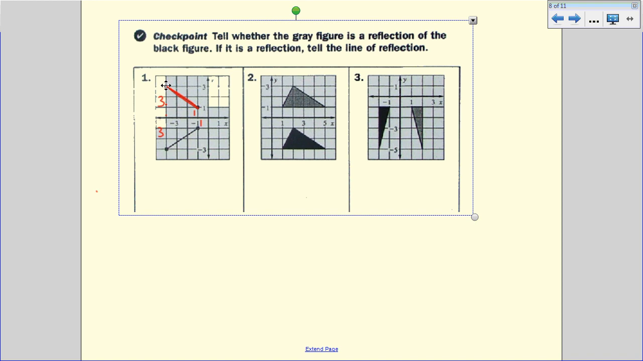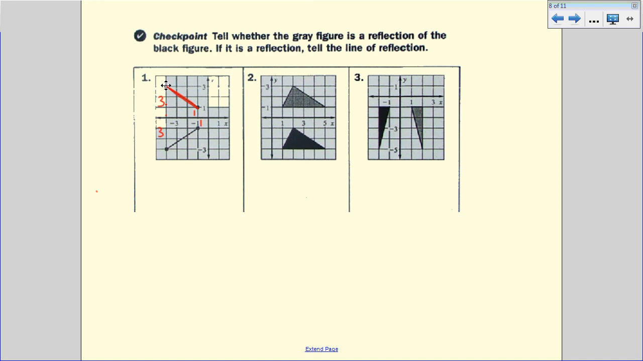And we've got this idea of this perpendicular bisector. And so this would be, yes, it is a reflection. Well, what did I reflect it over? Well, I'm reflecting it over this line. This is what was separating us. So we would say the x-axis was our line of reflection.